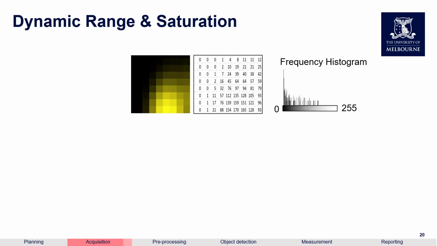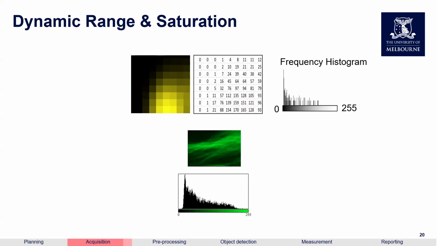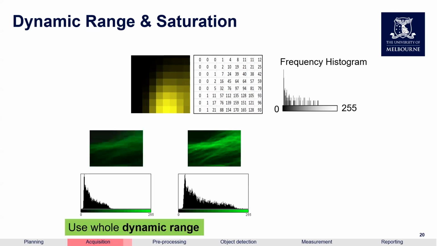The next is the dynamic range and saturation. The intensity distribution of an image is shown in a frequency histogram, like you can see on the right. Ideally, the histogram should be using the full available range, like this. But if the image is taken too dark, the signal may not separate from the background, which then gives poor quantification.